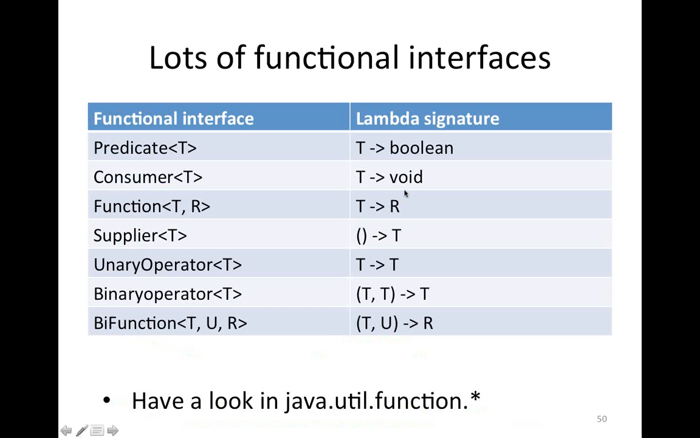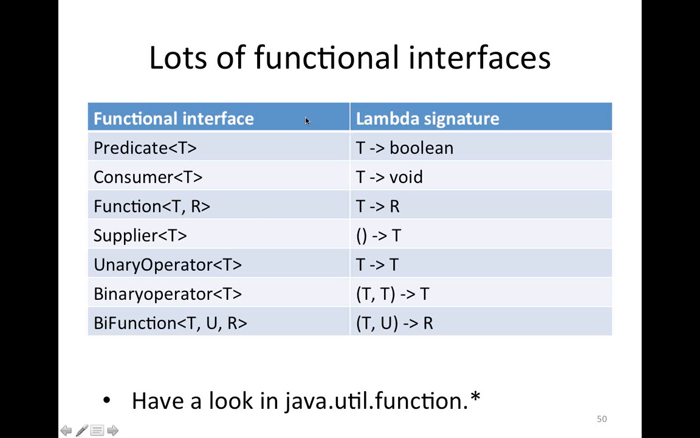So the Java designers, they thought about us. There's no need to create our own functional interfaces every single time we'd like to use Lambda expressions. They provide us with a bunch of functional interfaces already out of the box, and these are available in the new package called java.util.function. And here are some examples of them.